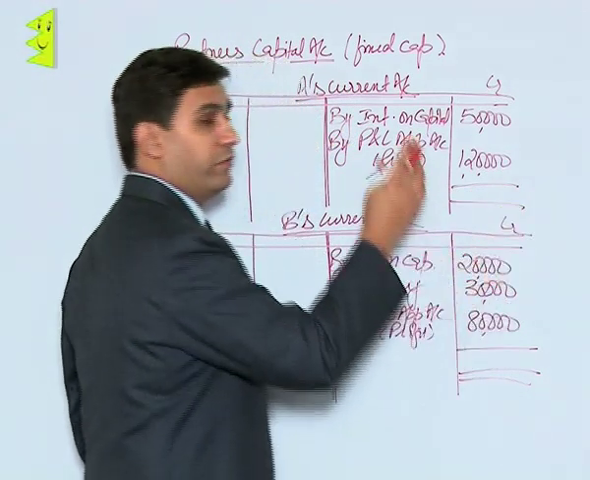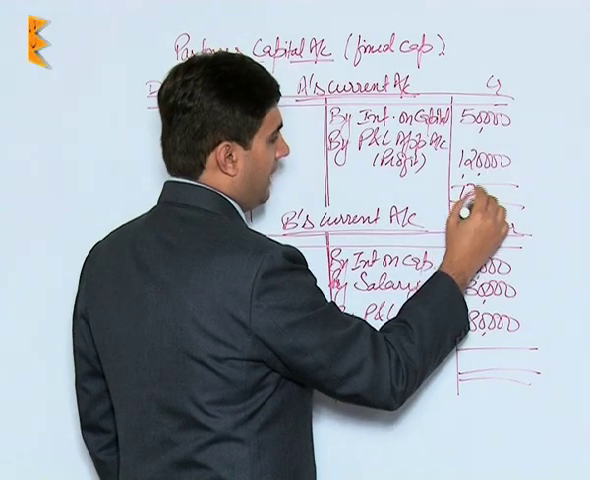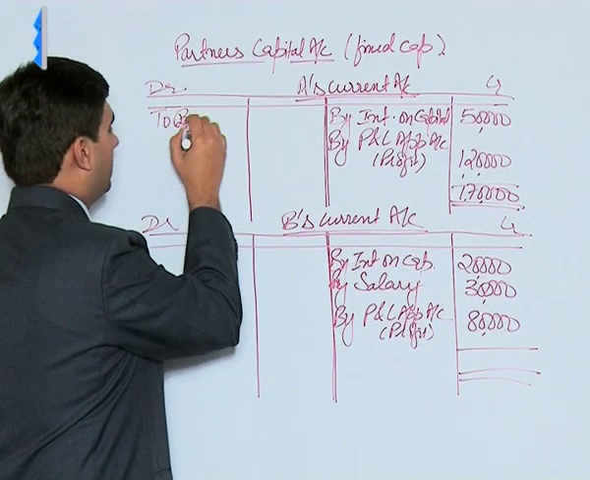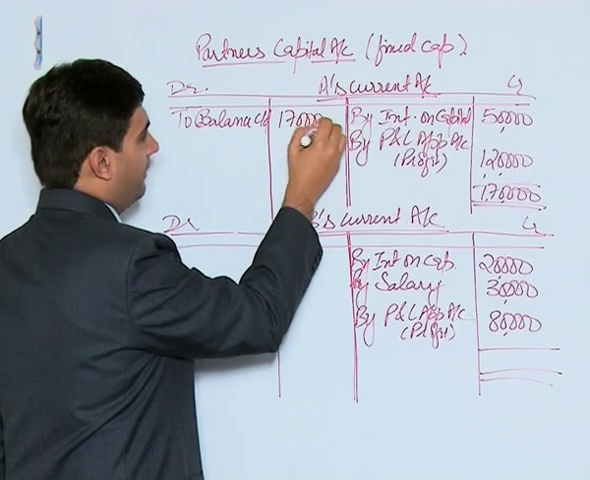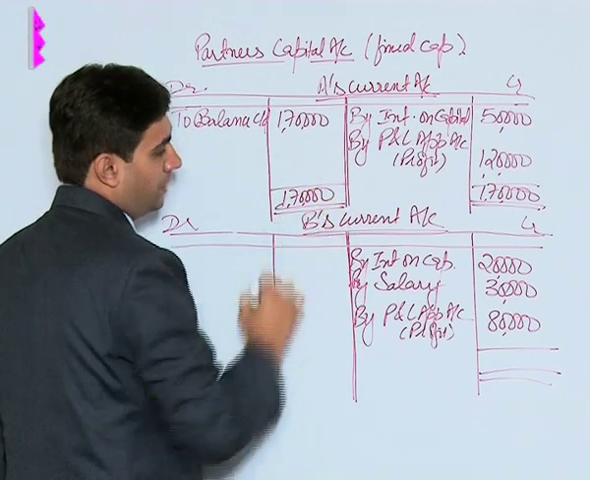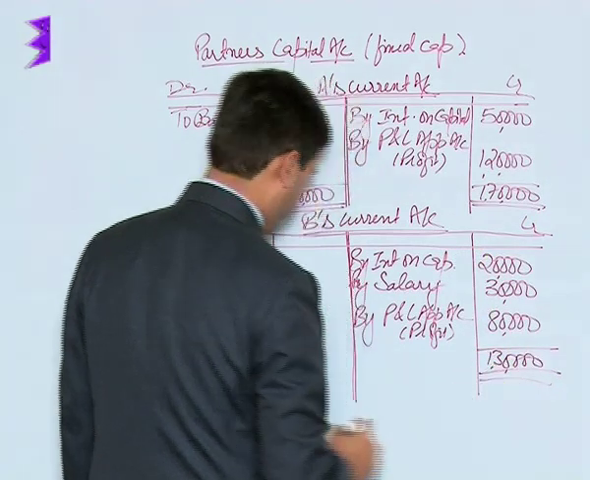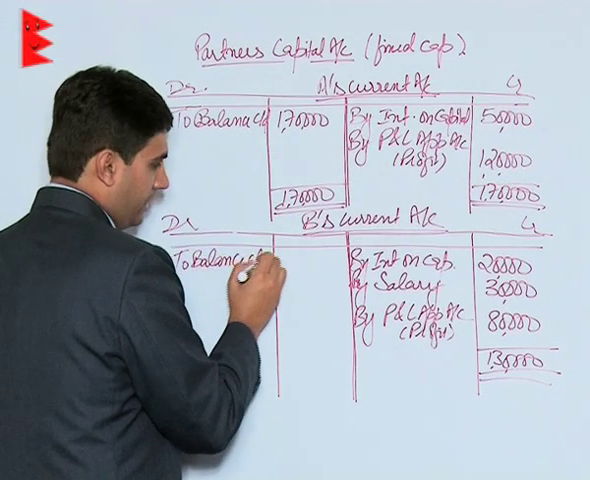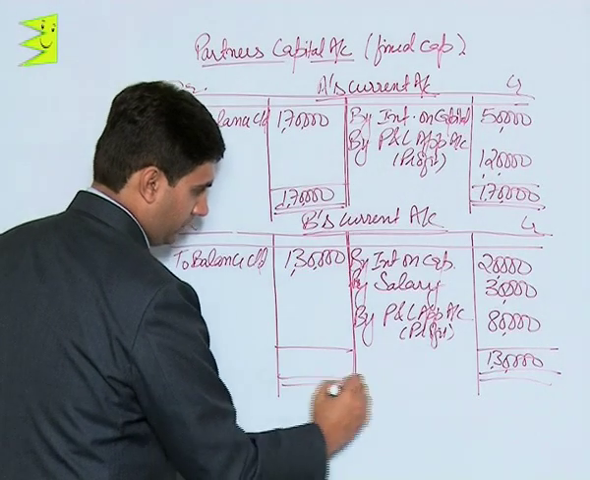All the postings have been made. We will total out and find the balance. So the total on the credit side for A is 1,70,000. And this would be your to balance carried down 1,70,000. Coming to B, the total is 1,30,000, and hence the balance would be to balance carried down 1,30,000.